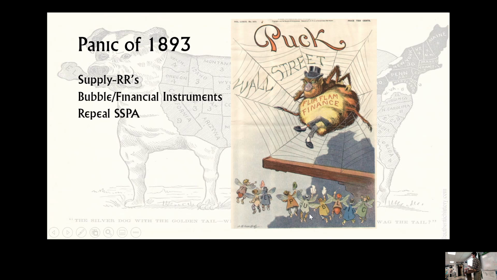But then when Cleveland took office, he said, I'm going to repeal. He asked Congress and the new Democratic majority to repeal the Sherman Silver Purchasing Act. That's the SSPA. So they repealed it. Now, it kind of made sense because they made the very logical argument. We're just piling silver in basements.